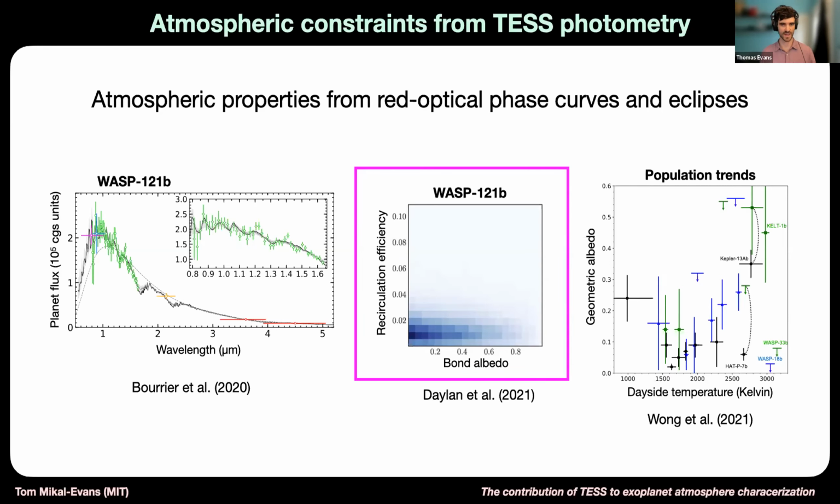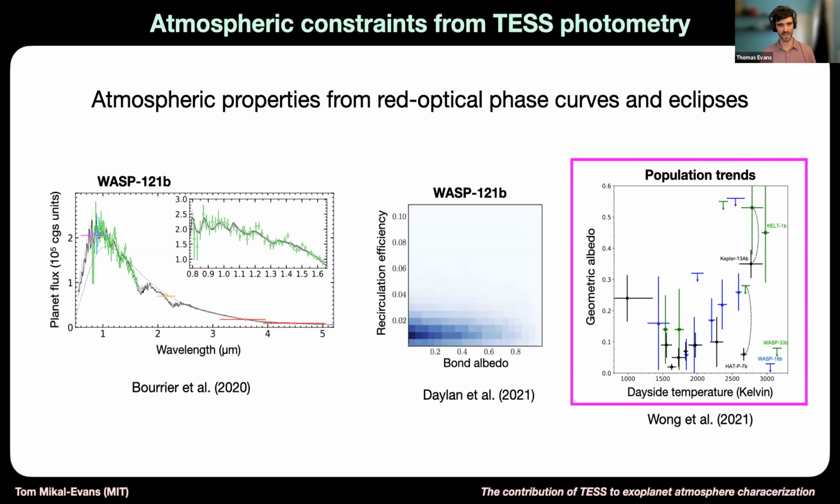Phase curves also allow constraints to be placed on the atmospheric albedo and recirculation efficiency of the atmosphere. In this example, again for WASP-121, the data favor a low albedo and poor heat recirculation efficiency from the day side to night side hemisphere. And with a respectable sample of TESS phase curves now, it's possible to start searching for trends in the population by plotting inferred properties such as albedos against day-side temperatures as shown here.